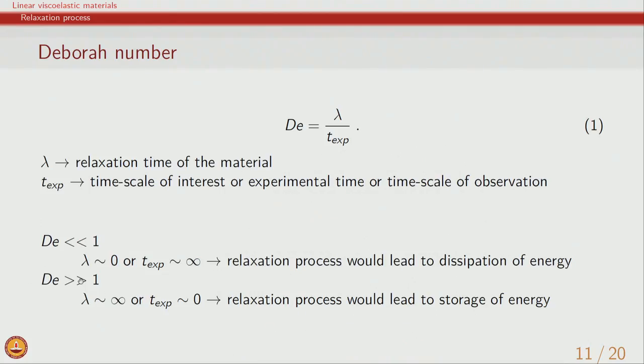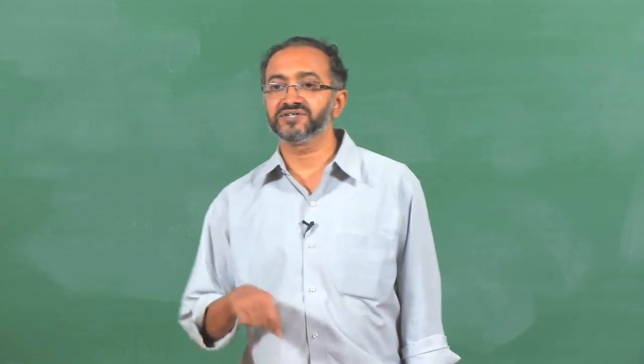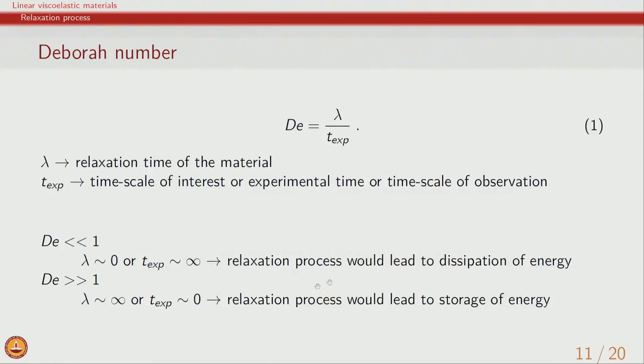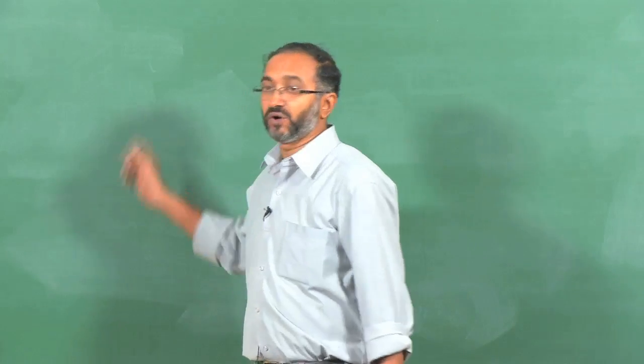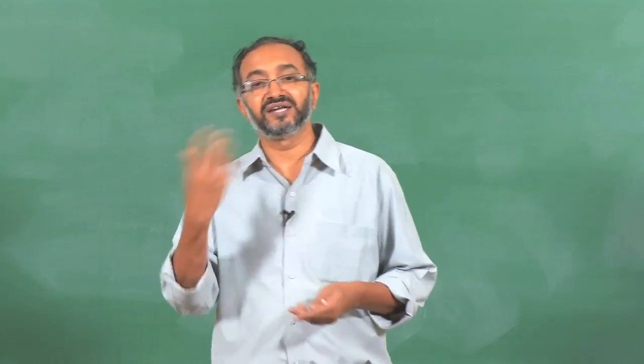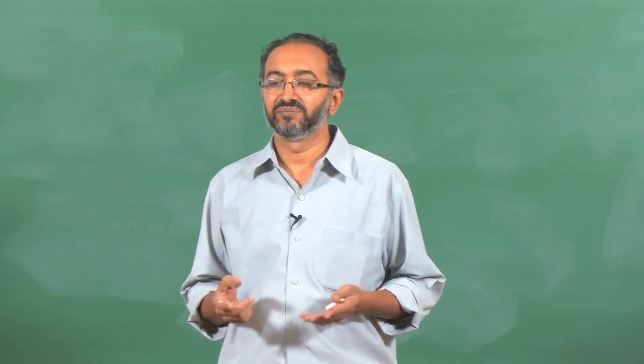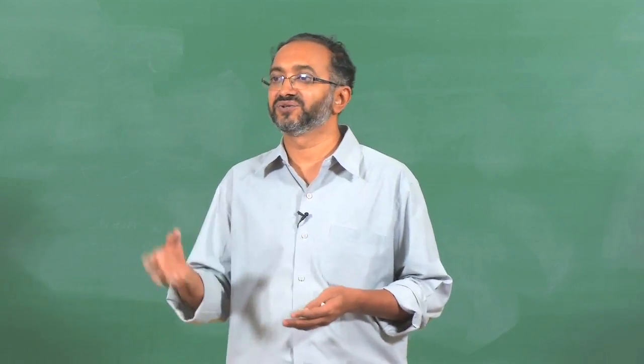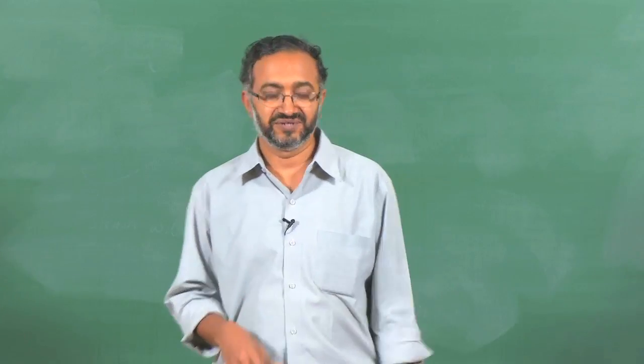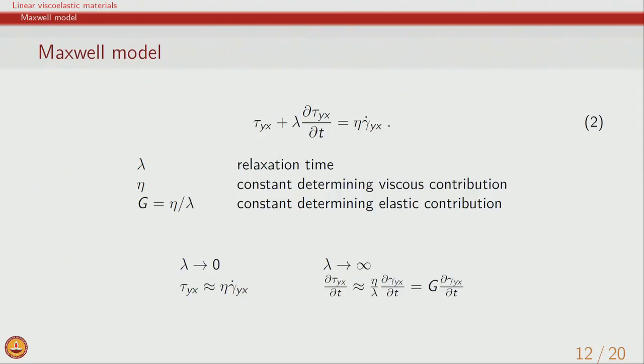If the Deborah number is very large, that would be the case when either the relaxation process is very slow, the relaxation times are very large, or our time scale of interest is very small. In that case we would see that the relaxation process would actually lead to storage of energy. So, what we saw earlier, the deformation of atoms can lead to dissipation only if defects also move, otherwise it will not. But if we wait millions of years, then certainly at those rates defects will move, and therefore we will have dissipation.